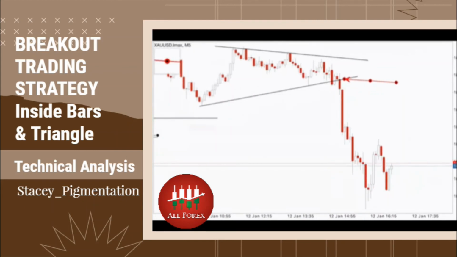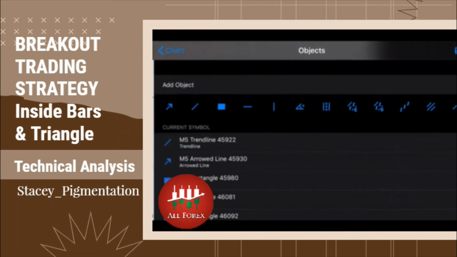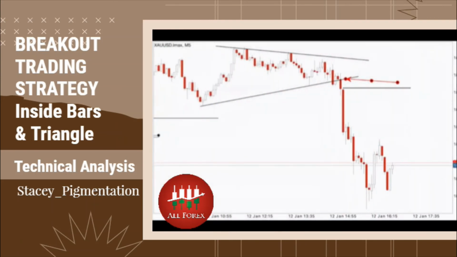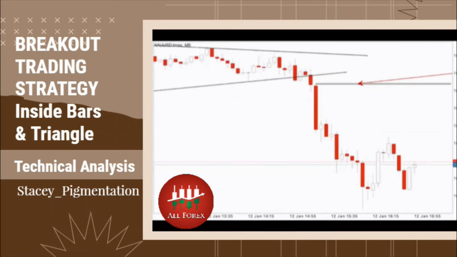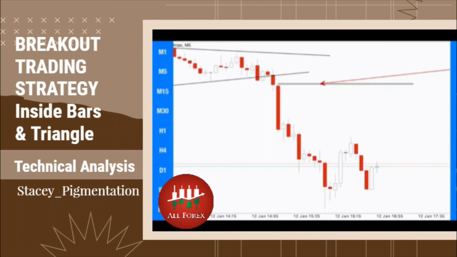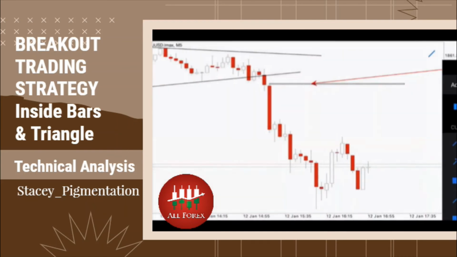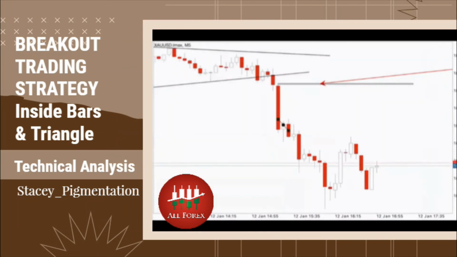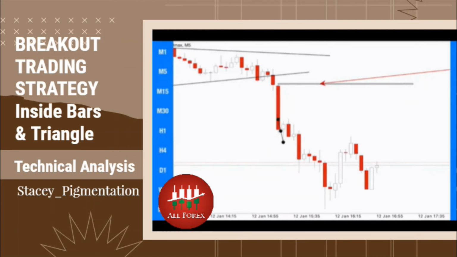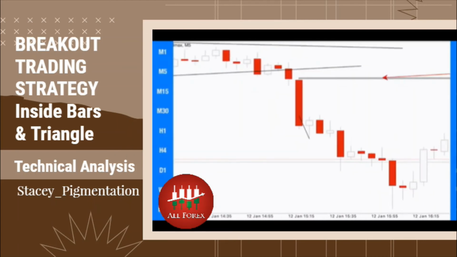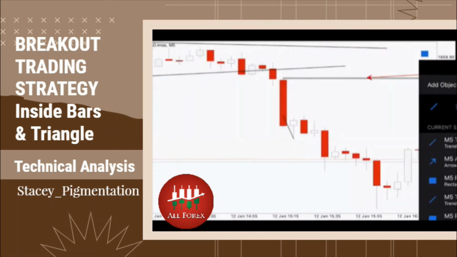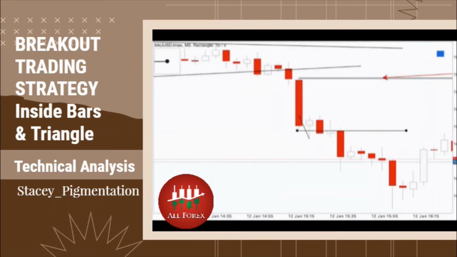So here I've got my entry right here. This is my first entry. Since that's a sell, obviously I'll be looking for bearish inside bars. I located the first one right there, and placed my lower breakout at the low of the mother bar.